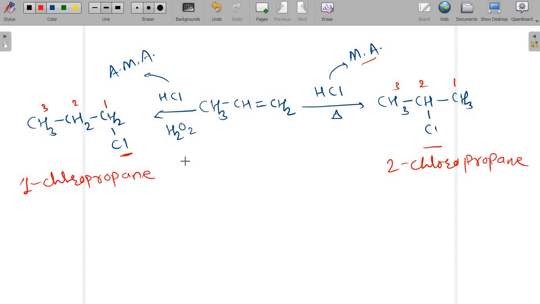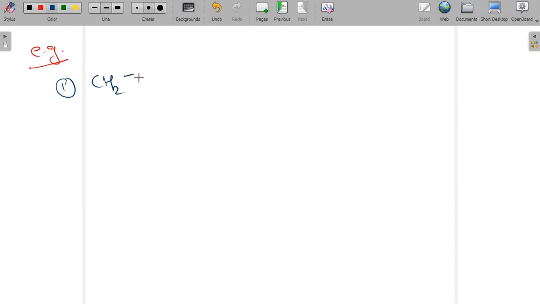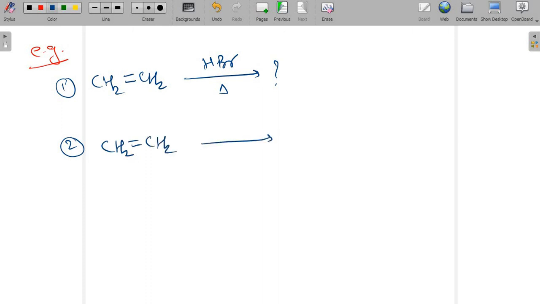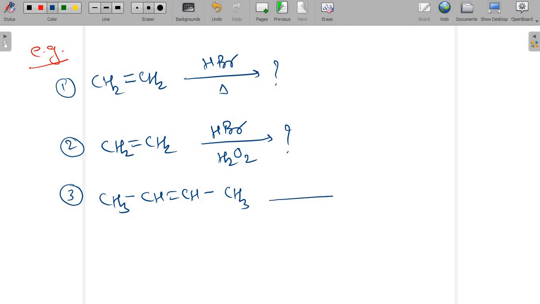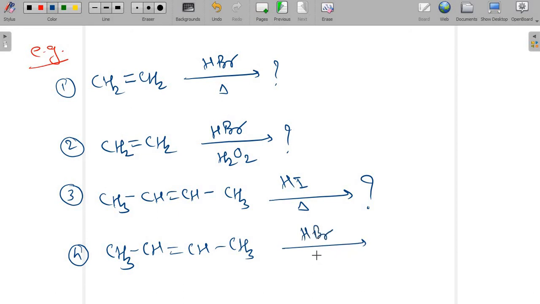Likewise, we will take some examples. Suppose this is CH2=CH2. This on reaction with HBr on heating gives an alkyl halide. You have to identify which alkyl halide is formed here. Then CH2=CH2 in presence of HBr and H2O2. Then CH3CH=CHCH3 on reaction with HI on heating, what is the product? Then CH3CH=CHCH3 on reaction with hydrogen bromide in presence of hydrogen peroxide, what is the product?